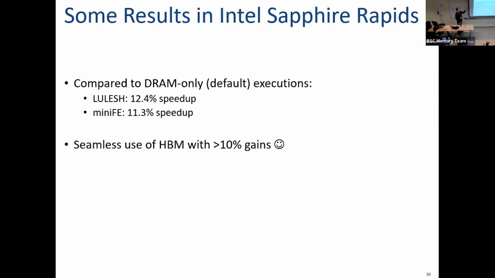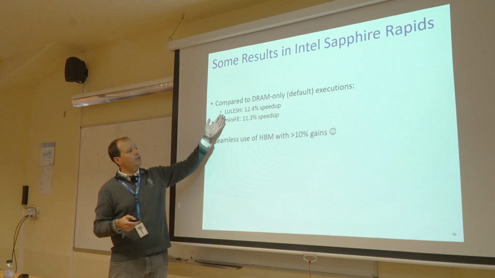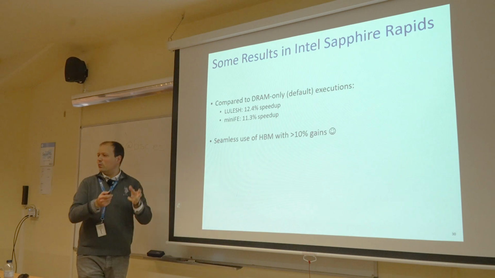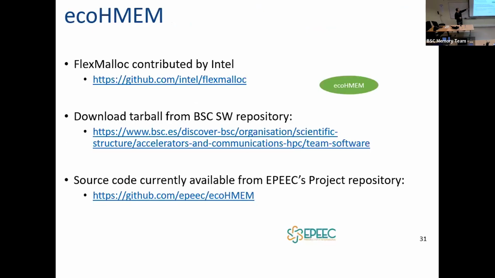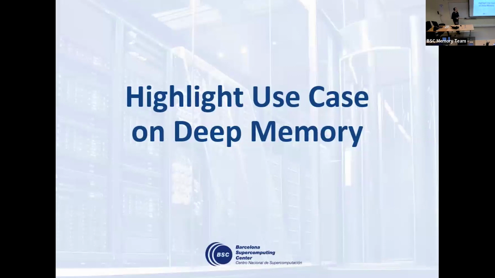This is another system, which was with Optane persistent memory. This is with the Intel Sapphire Rapids with HBM, and we also get over 10% speedup with just attaching our tool and doing one profiling run. So you have the pointers here. This is open source. We're happy to help, to collaborate, to discuss.